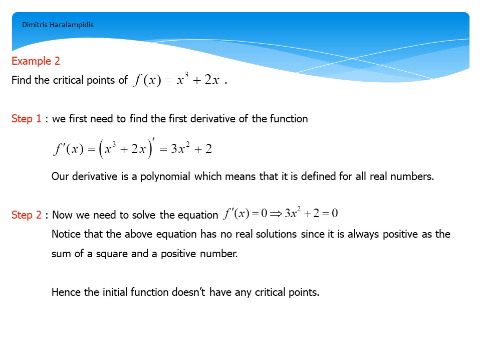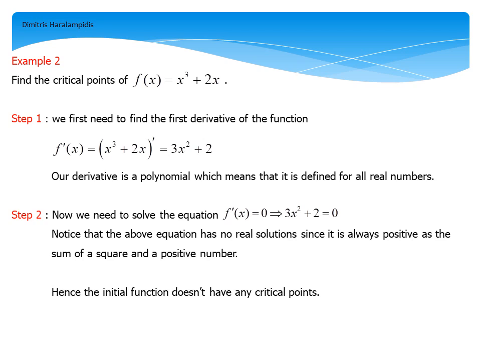Second example. Find the critical points of f of x equal to x cubed plus 2x. Like we did in the previous example, we first need to find the first derivative of the function. Hence, f prime will equal 3x squared plus 2. Our derivative is a polynomial, which means that it is defined for all real numbers.